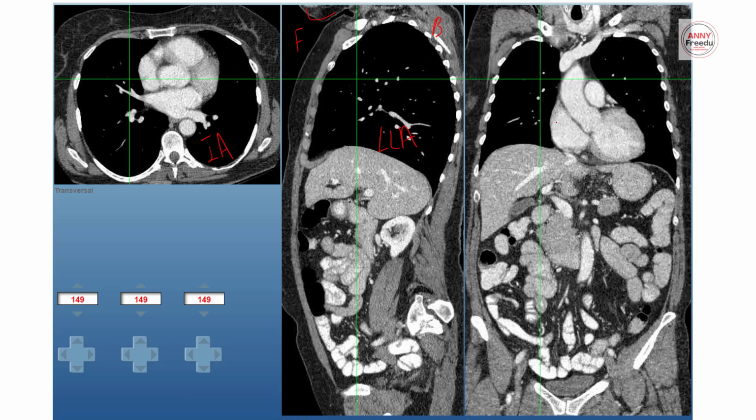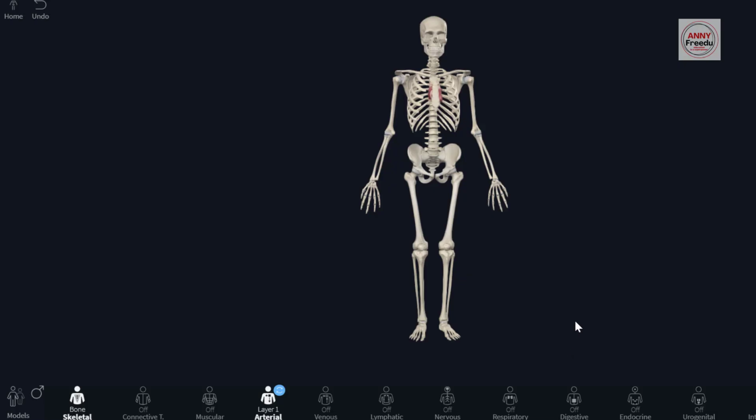Now let's move to the coronal section. The coronal section can be observed anteriorly.